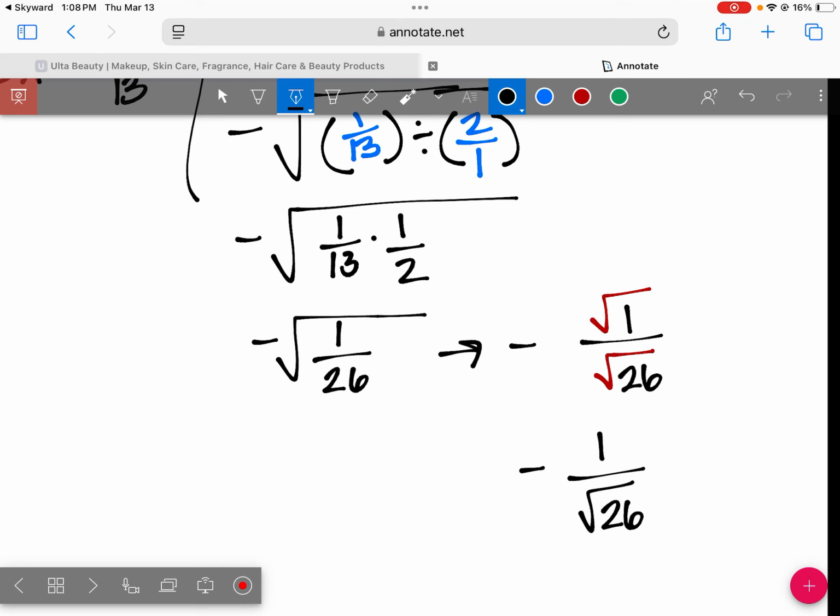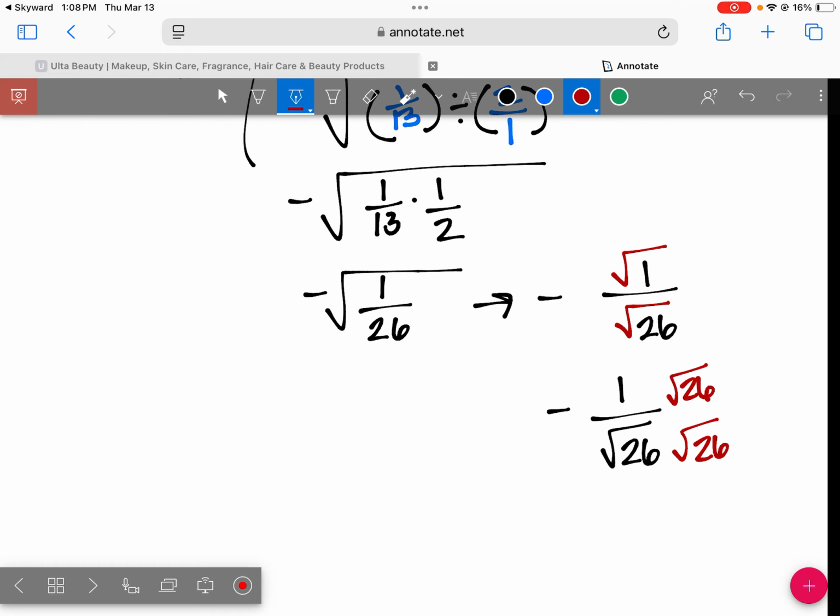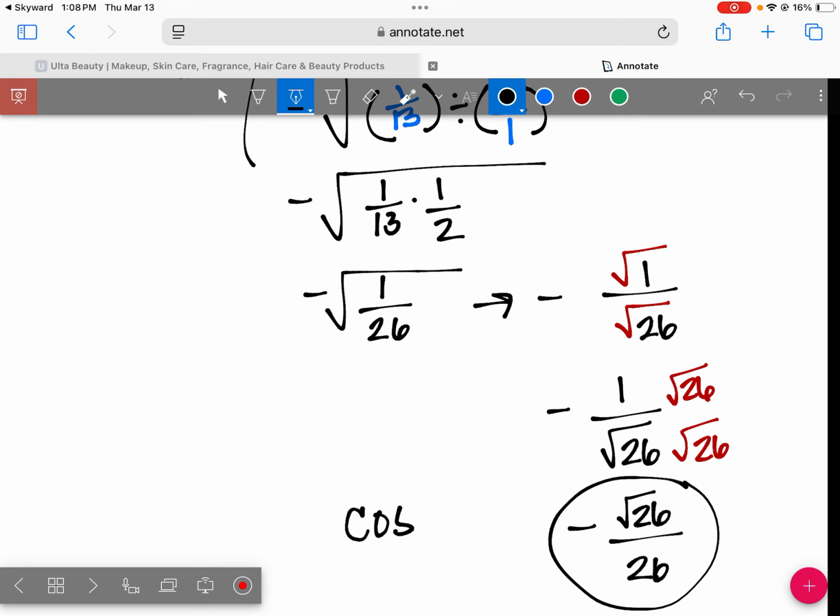And that's that we have a 26. And we can never leave a square root in our denominator. So I'm going to multiply this fraction top and bottom by the square root of 26. And that's going to give me negative root 26 over 26. And that would be my final answer. That is my cosine half angle.